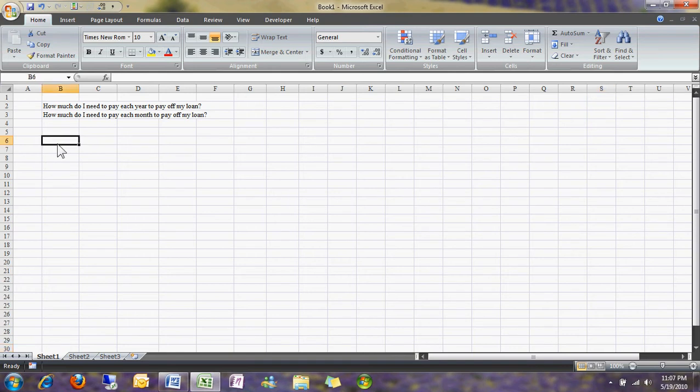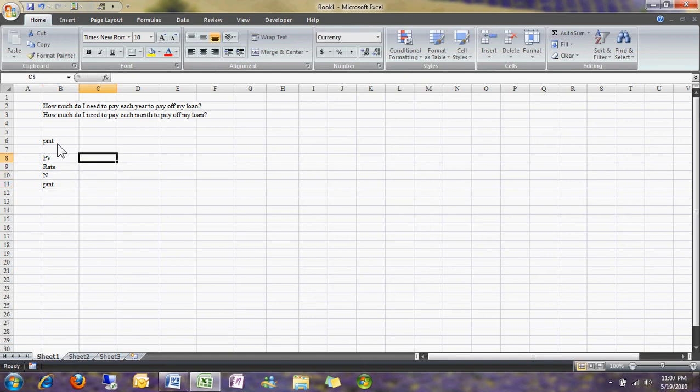Excel has a function called the payment function, which can solve this for you. Basically what the payment function needs is the present value, the interest rate, and the time that you'll be paying it off in. Time is always referred to in finance as n. And then with this, we can then solve for the payment.